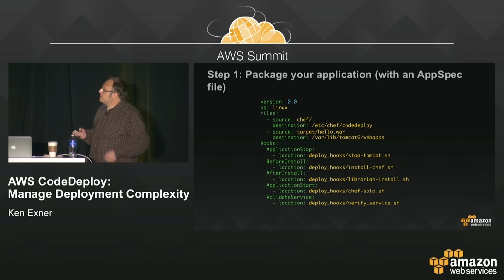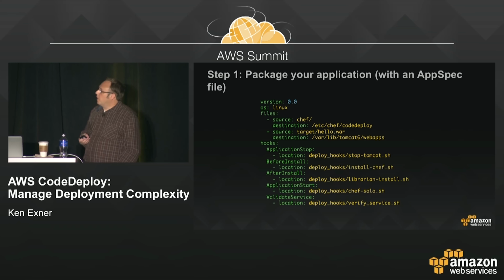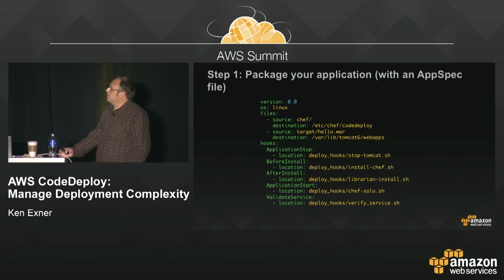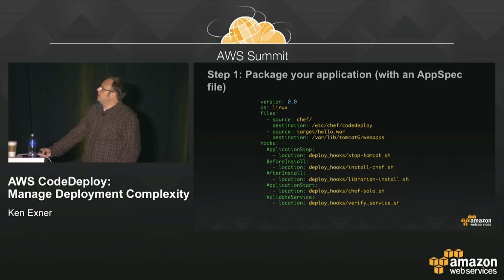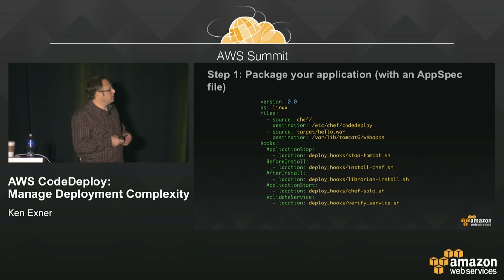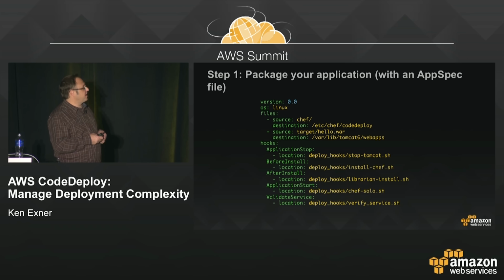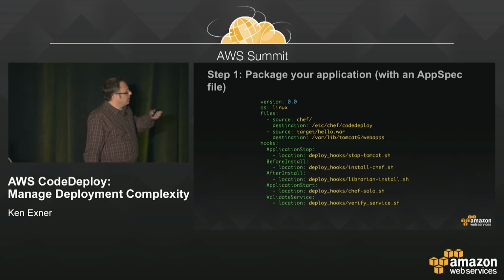All right, so let's take a look at how to use CodeDeploy. There's 3 simple steps to using it. The first step is you're going to need to package up your application, and when you package up your application, you're going to include with that what we call an app spec file. And an app spec file, this is an example here, it's just a bit of configuration. It's YAML code, for those who don't recognize that.